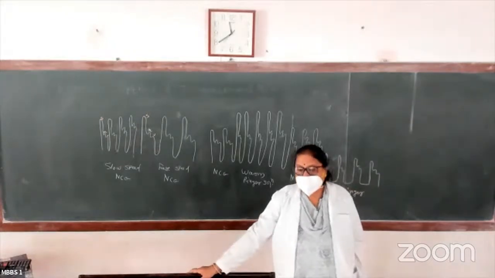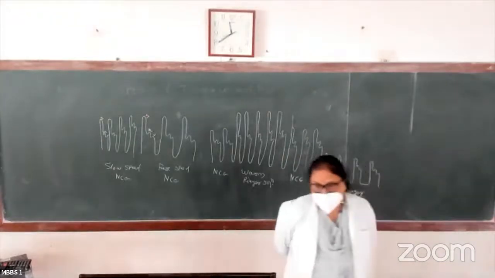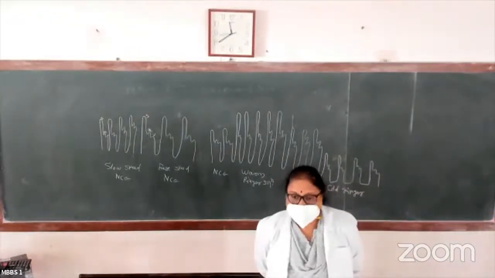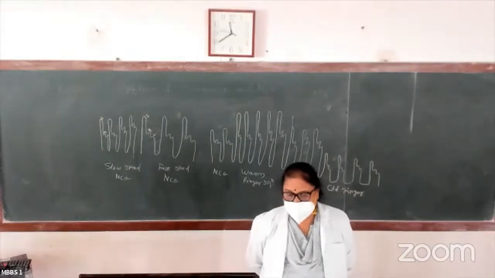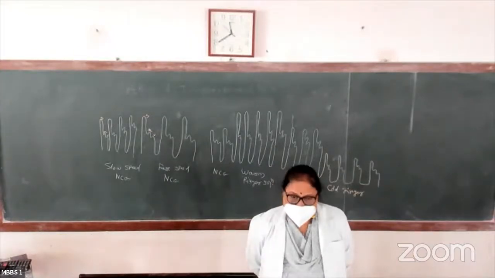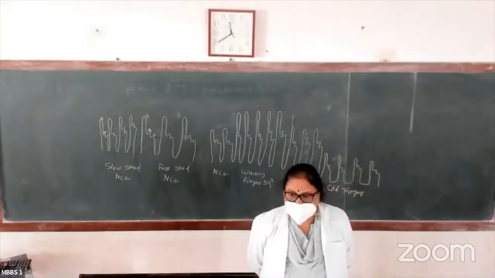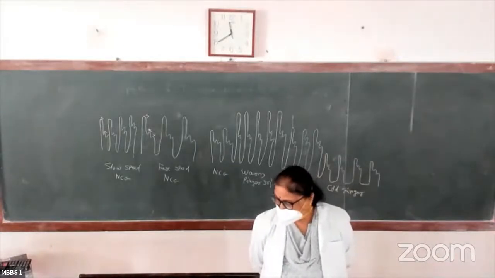What is the cause for the increase in the force of contraction or the rate? Increase in enzymatic activity and decrease in viscosity for the warm ringer. For cold ringer, decrease in enzymatic activity and increase in viscosity. So these are the effects.